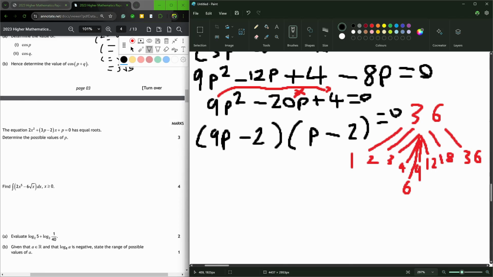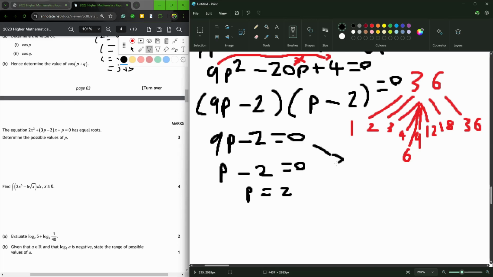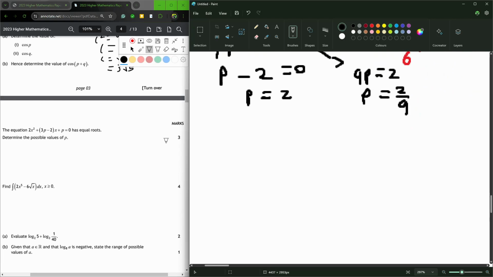But remember, we've set this whole thing to 0, so that means what we can say is either 9p minus 2 equals 0, or p minus 2 equals 0. So p minus 2 equals 0, that means p could be 2. Or, if we go down from here, that means 9p could be 2. So that means p could be 2 over 9. And there we go, there's our answer. So p equals 2 and p equals 2 over 9. Whew, that was a bit longer than I was hoping for, but here we are.